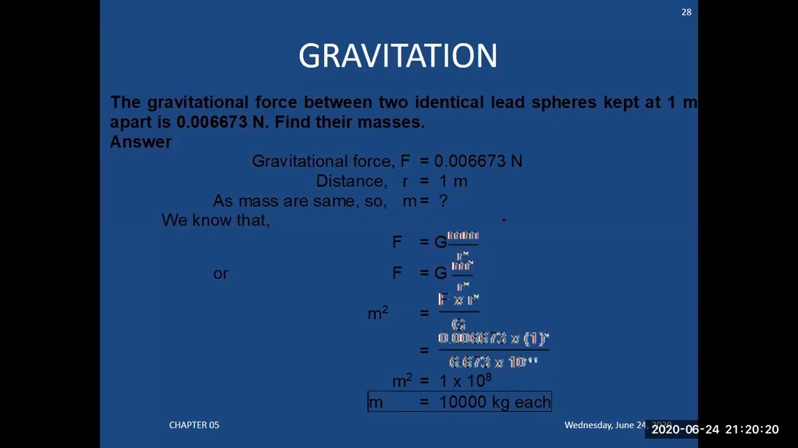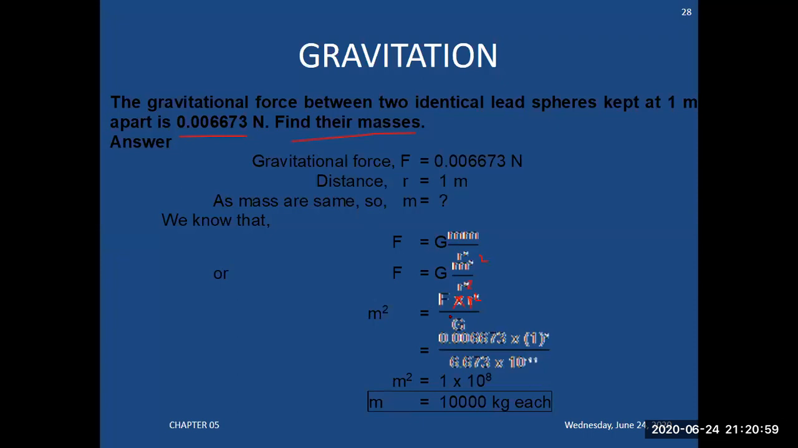The next problem: the gravitational force between two identical lead spheres kept at a distance of 1 meter apart is given. Find their masses. You are asked to calculate the masses. The formula is G m1 m2 divided by r square, and because the masses are the same, it becomes m square. Here is the force, and this is the distance r.